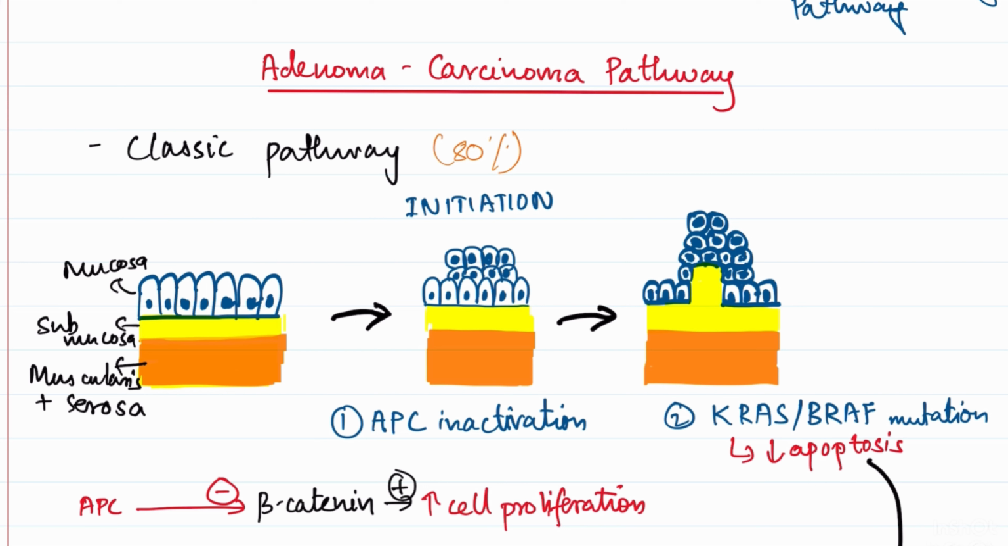So the cells do not die and they will predispose to the formation of cancers. So with these two mutations, what happens is that there is going to be an expansion, right? We have initiated with APC and now the tumor or the adenoma is expanding. That we call the expansion.